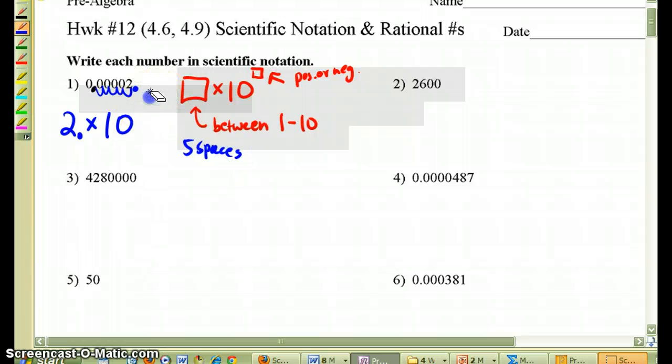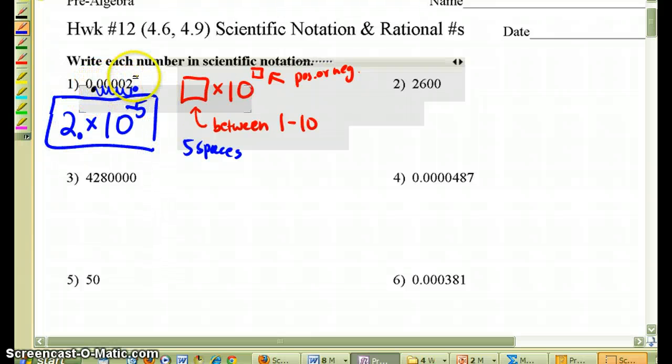And so then I'm going to put the exponent 5 next to the 10, and I'm going to put negative 5. Now the reason it's negative is because 0.00002 is a small number. So small numbers have negative exponents, and large numbers, numbers like 10 or anything bigger than 1, 100,000, million, billions, would be positive exponents.